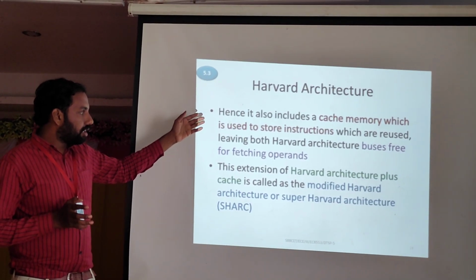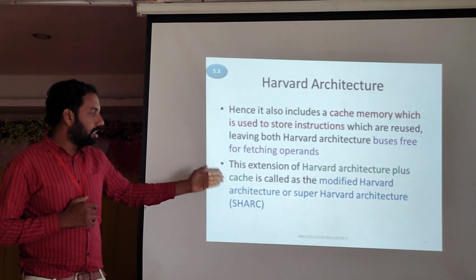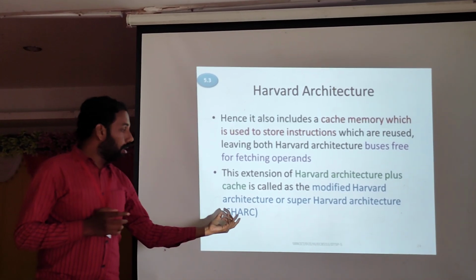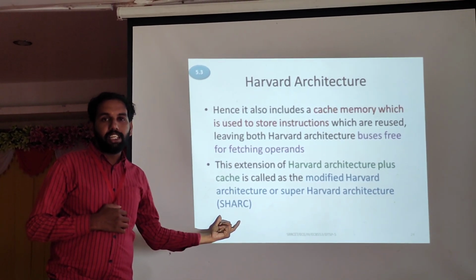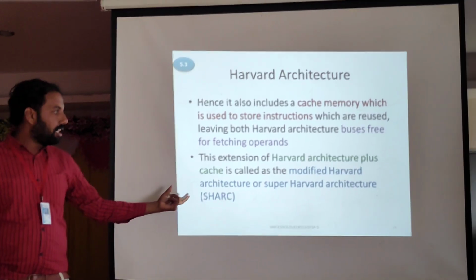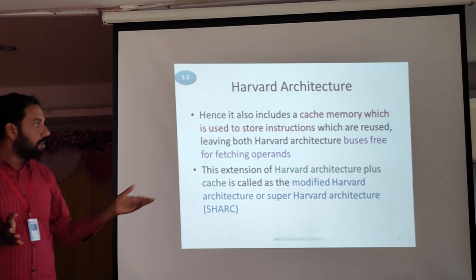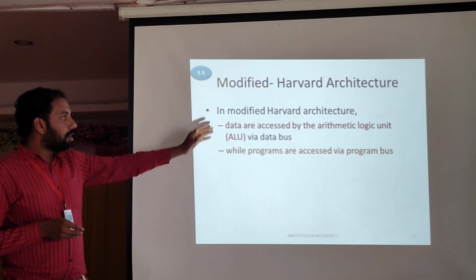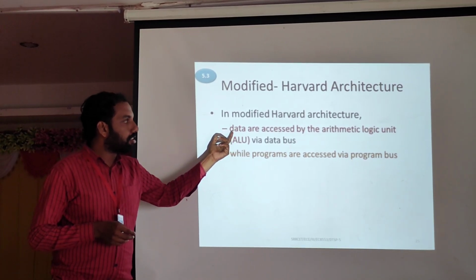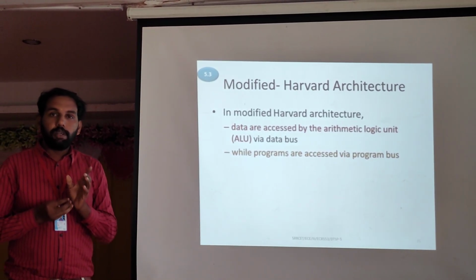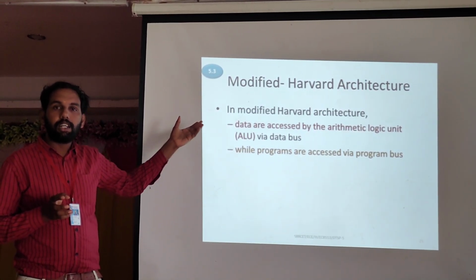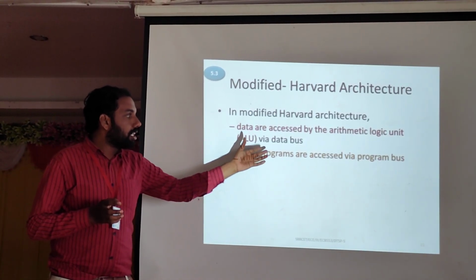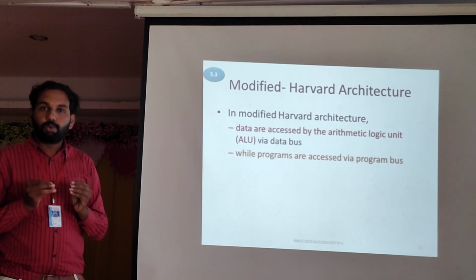Next we are going to see the modified Harvard architecture, or super Harvard architecture. This is known as SHARC. One of the main applications of the DSP processor is the SHARC. The SHARC is a super Harvard architecture. Let us see some modified Harvard architecture. The data are accessible by the ALU. The ALU will perform the arithmetic and logic operations as well as accepting and processing the data, while programs are accessed via the program bus only.